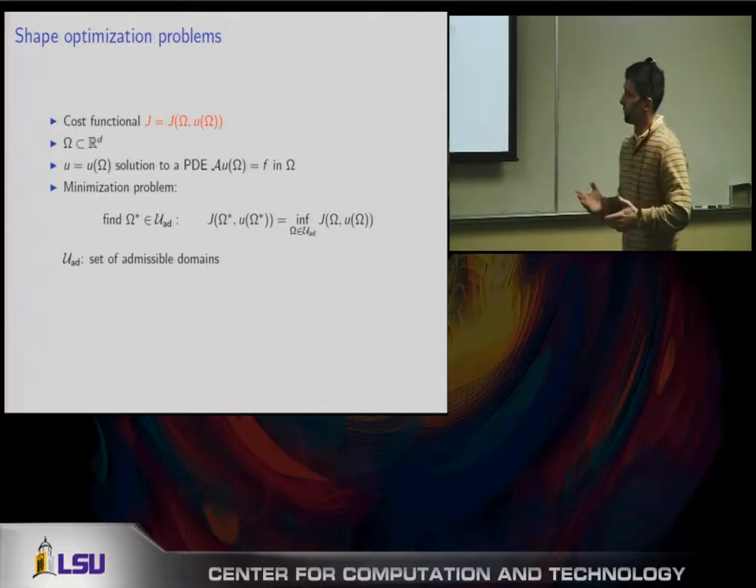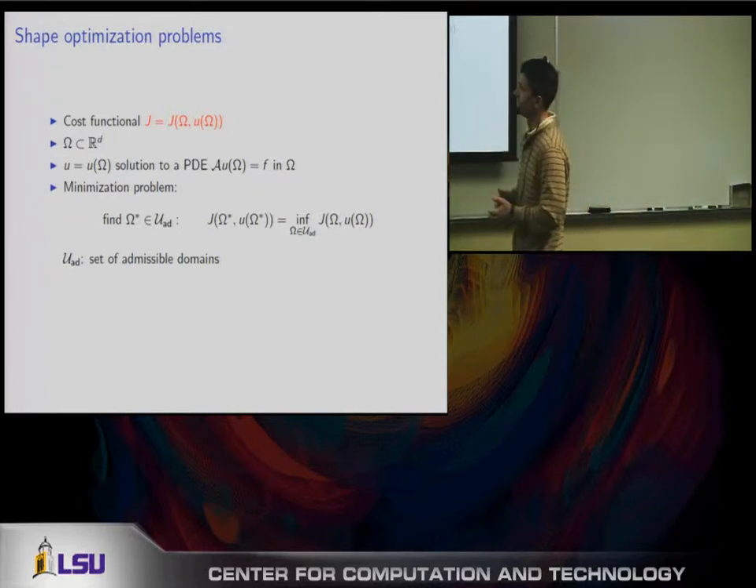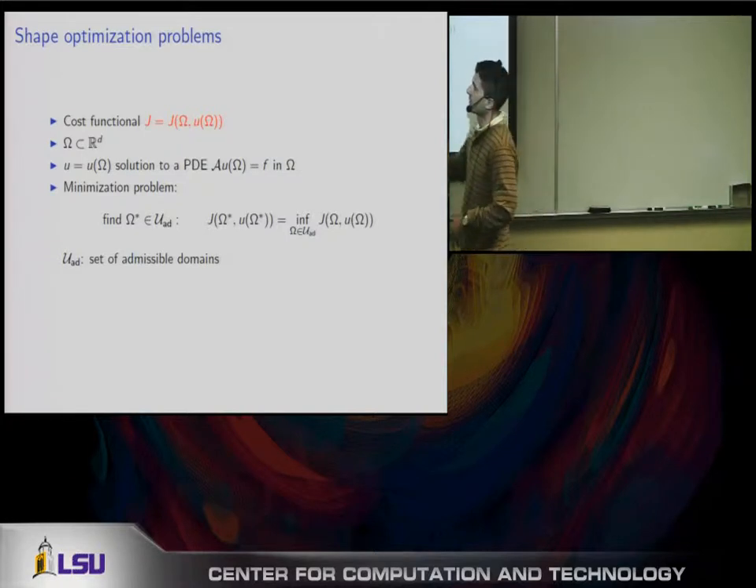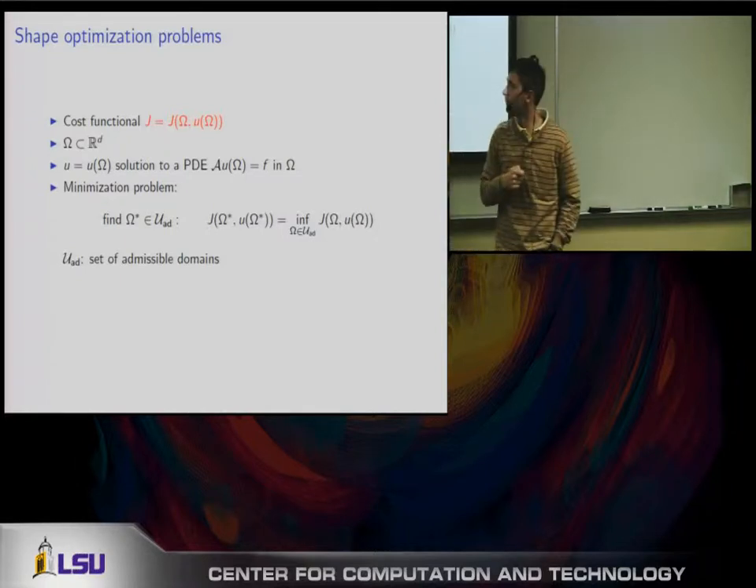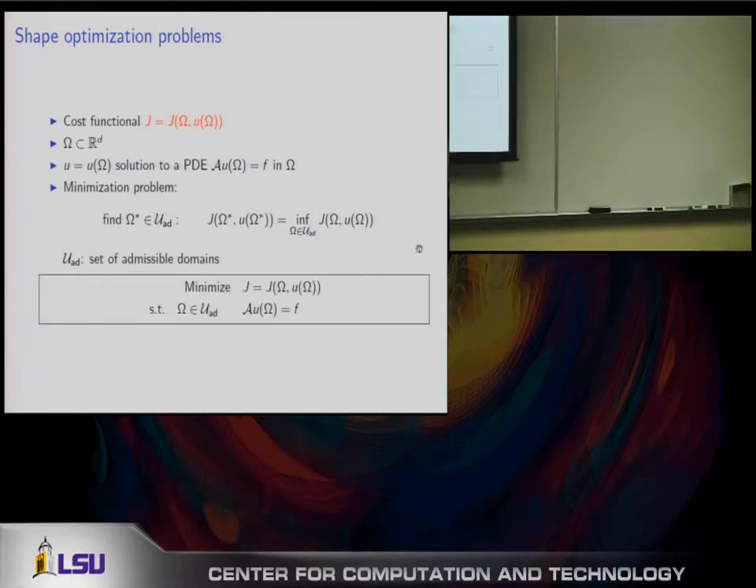So in a shape optimization problem, you have a functional that depends on the shape. A shape for me will be a domain, let's say a domain in R^d. And in particular, I would like to focus on functionals that can depend directly on the shape, but also implicitly on the shape through a solution to a partial differential equation that depends on the shape. And the minimization problem is then to find an admissible domain or shape, omega star, that minimizes the shape functional.